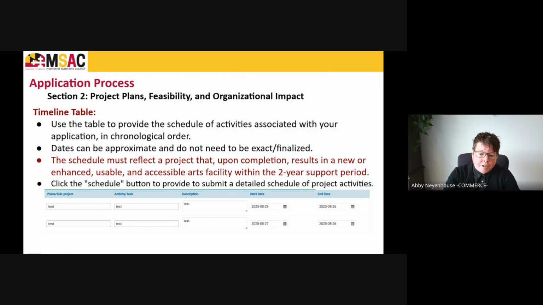So you'll see on the far left, it says phase or sub project. So we're looking at whether that's phase 1 or the sub project of working on the roof, for example. Next, in the next column, you're going to do your activity or task. This is just going to be the name or label of that activity, such as roof repair. And then the description is really where you can go into more details.